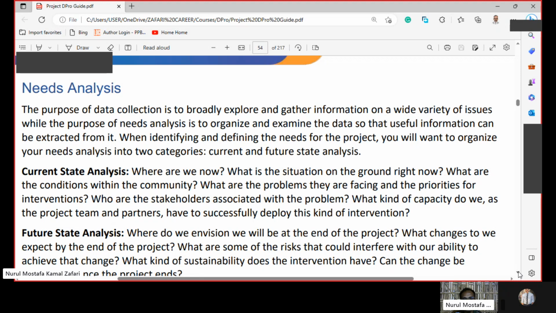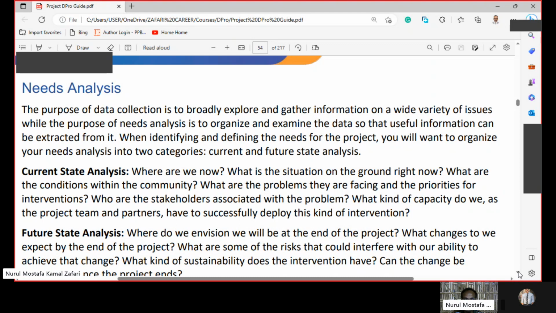When identifying and defining the needs for the project, you will want to organize your needs analysis into 2 categories: current and future state analysis. Current state analysis: where are we now? What is the situation on the ground right now? What are the conditions within the community? What are the problems they are facing and the priorities for interventions? Who are the stakeholders associated with the problem? What kind of capacity do we, as the project team and partners, have to successfully deploy this kind of intervention? So this is the current state analysis.